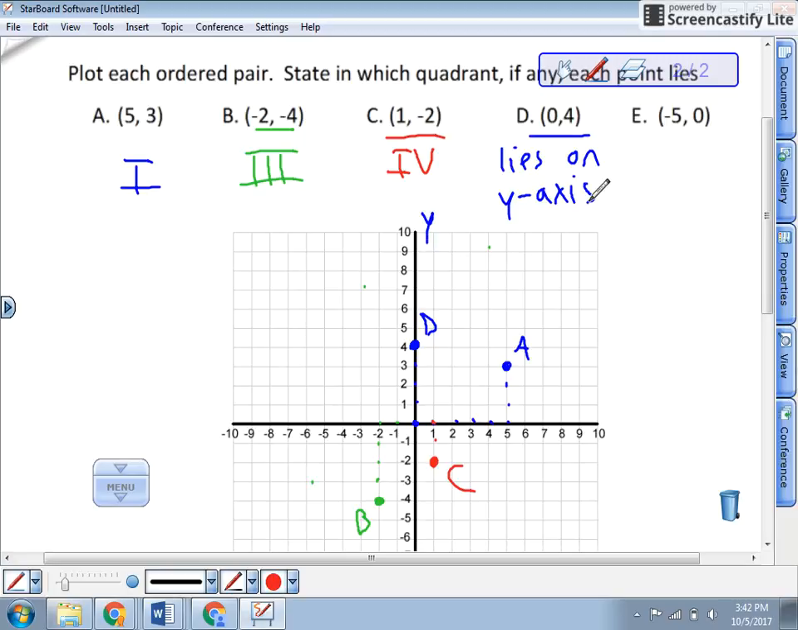We'll take a look at E now. Negative 5, 0. Well, from the origin, I go back 5. 1, 2, 3, 4, 5. But now my y is 0. I don't move up and down at all. So there's our point E. Which quadrant? Now you guys know, trick question. It's not in any quadrant. It lies on the x-axis because the x is the run, or the horizontal. So lies on x-axis. And that concludes our lesson on plotting points in the coordinate plane.